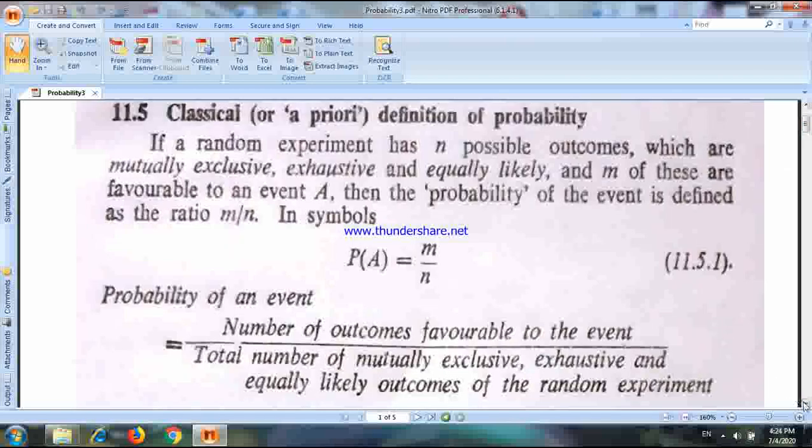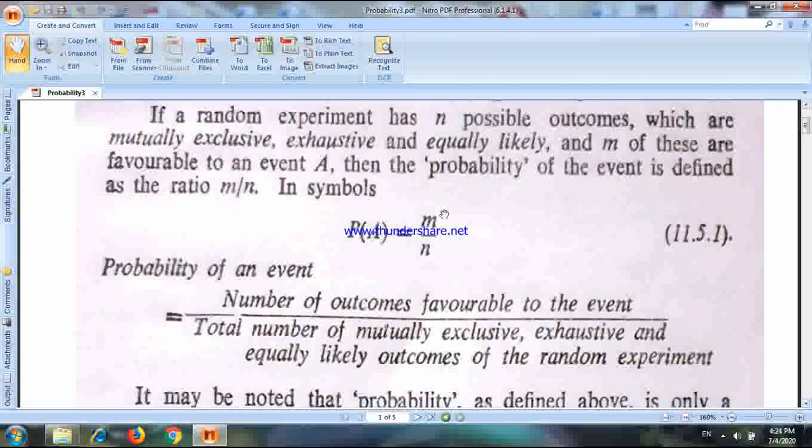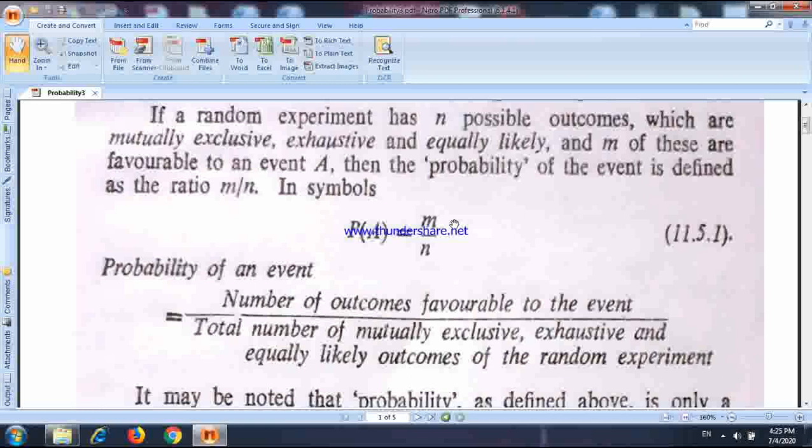Now one thing I should say, what is the maximum value of this m? And what is the minimum value of this m? I give you an example. Suppose I throw a dice and the possible outcomes are 1, 2, 3, 4, 5, 6. And these 6 outcomes are mutually exclusive, exhaustive, and equally likely.